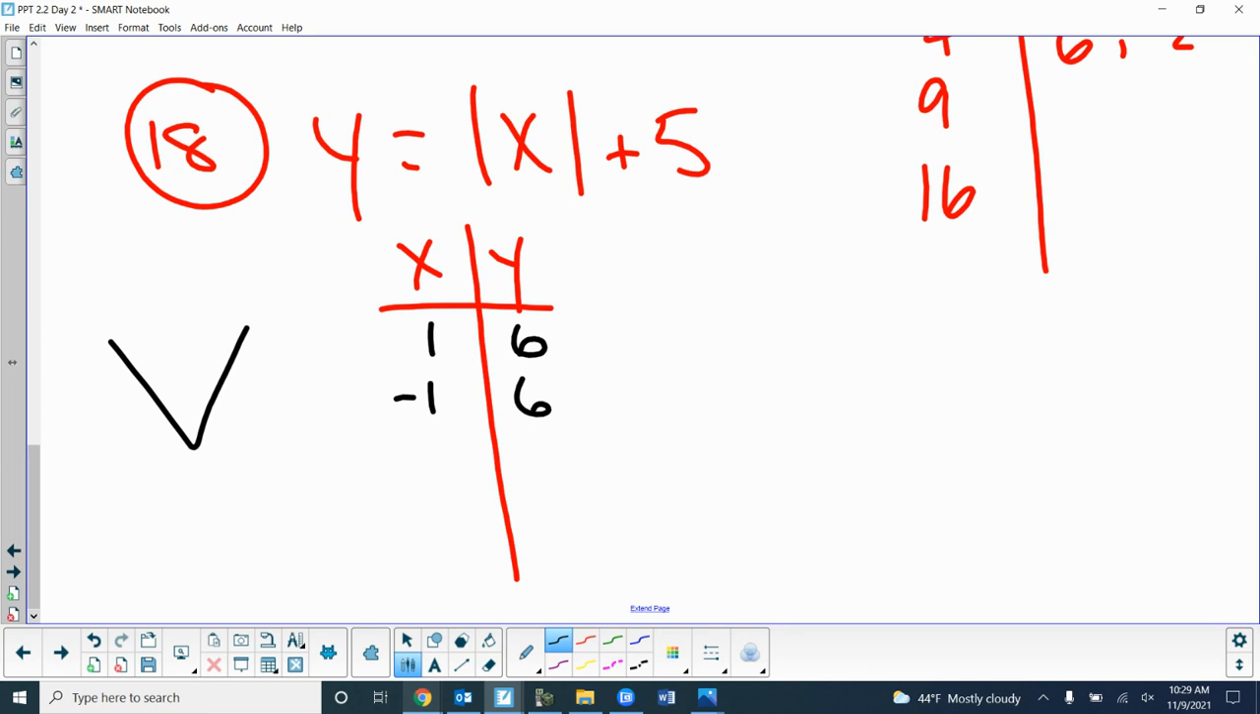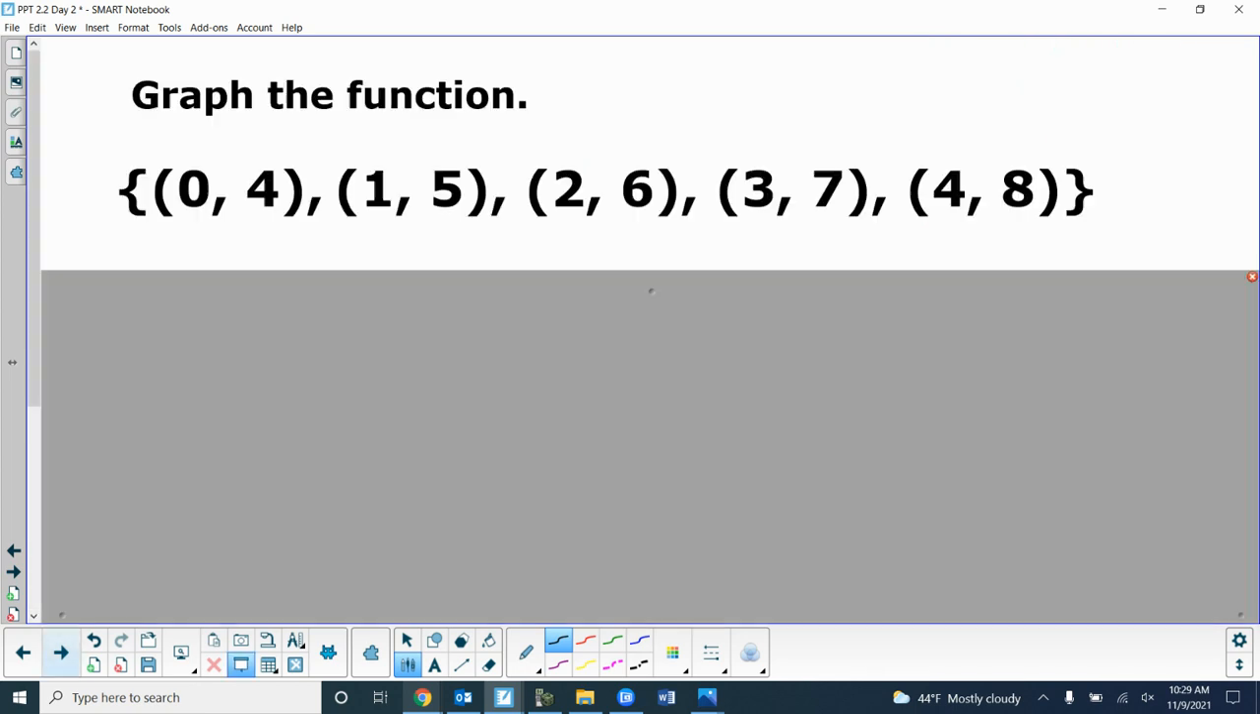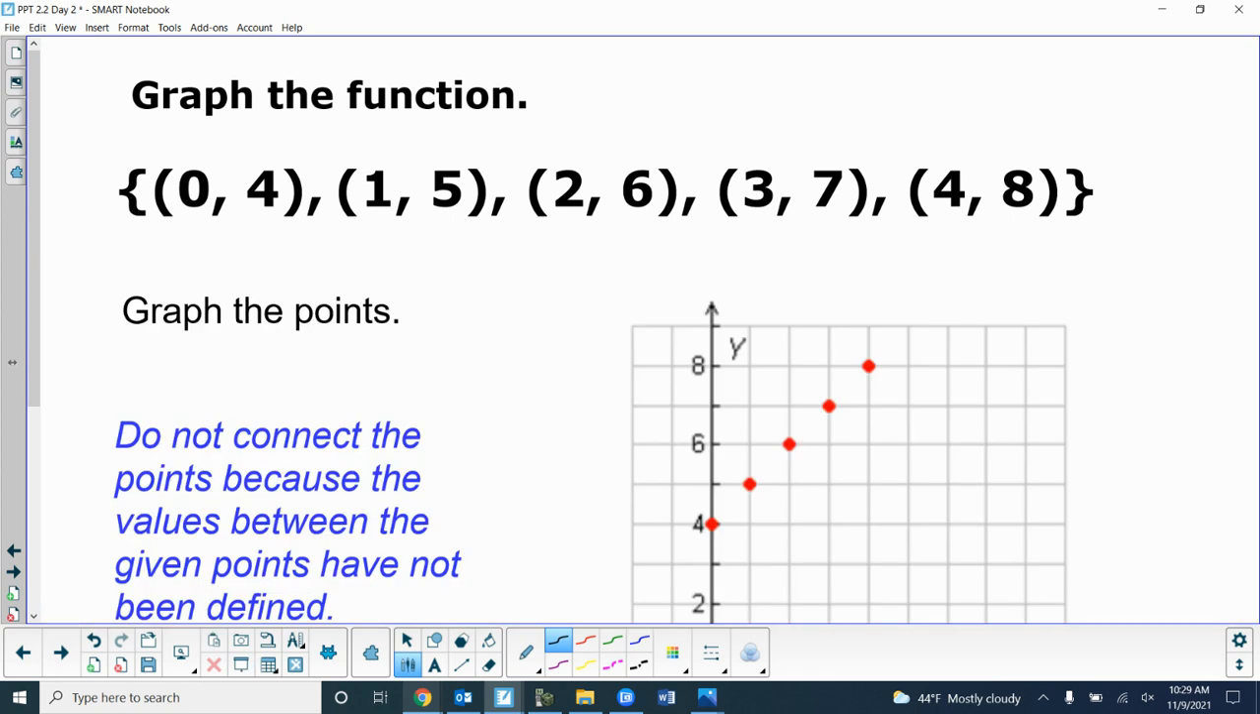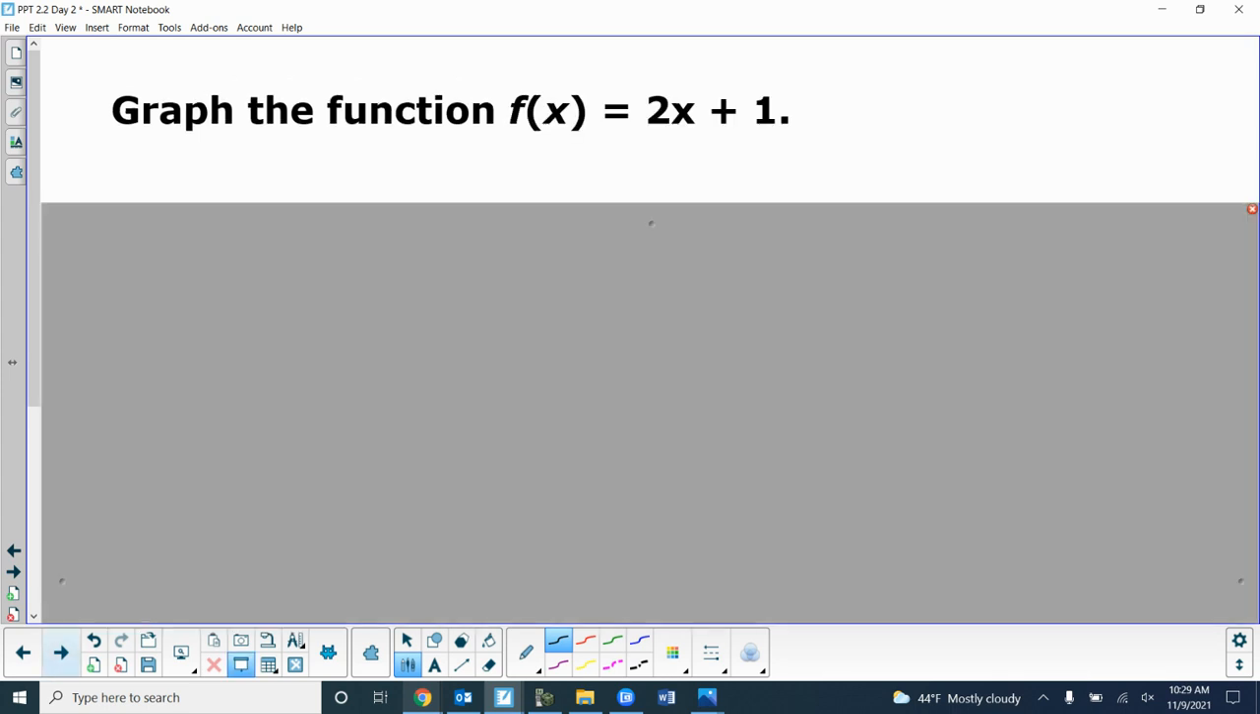So today we're going to graph some of these functions. You can use our calculator. We can use an XY table. You can just plot the points. You guys know how to plot those. How many is there? 6 points there? 5. 5 points. All right. So you just plot them. If they just give you a set of points, you just plot the points. You don't connect them. All right. If they give you an equation, then you're going to connect them. Okay.